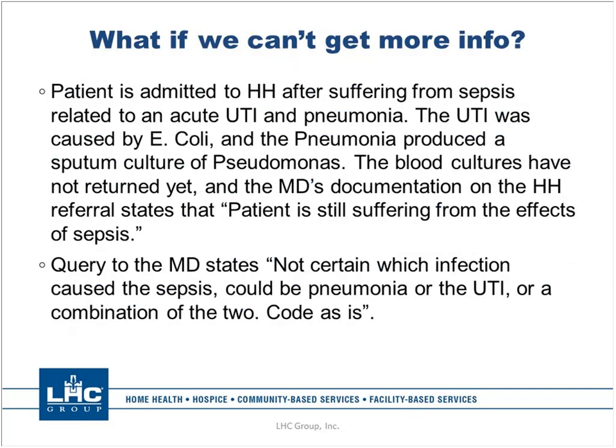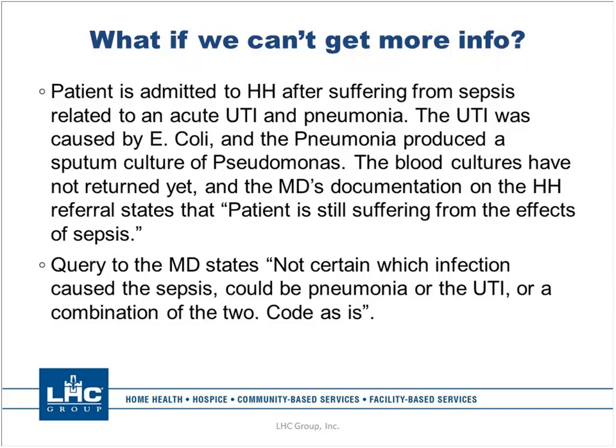What if we can't get any more info? Patient is admitted to home health after suffering from sepsis related to an acute UTI and pneumonia. The UTI was caused by E. coli, and the pneumonia produced a sputum culture of Pseudomonas. The blood cultures have not returned yet, and the MD's documentation on the home health referral states patient is still suffering from the effects of sepsis. Well, we have 2 infections here. We have 2 bacteria here. Do we have enough to code it? We actually don't, because we don't know what's causing what.